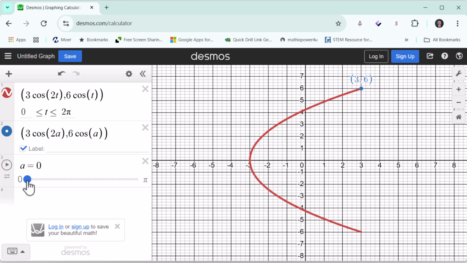And notice from 0 to pi divided by 2 radians, as we animate the point, this half of the curve is concave down. And then after pi divided by 2 radians, you can see the red curve is concave up. So it is correct, the curve is concave down over the open interval from 0 to pi divided by 2 radians.